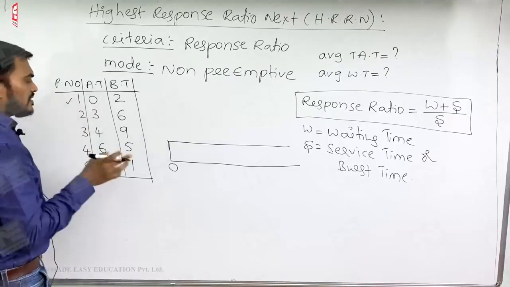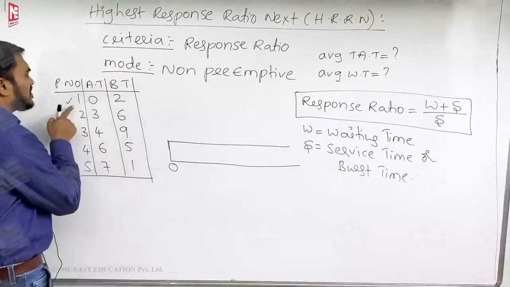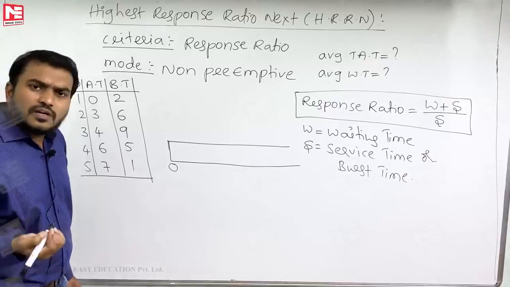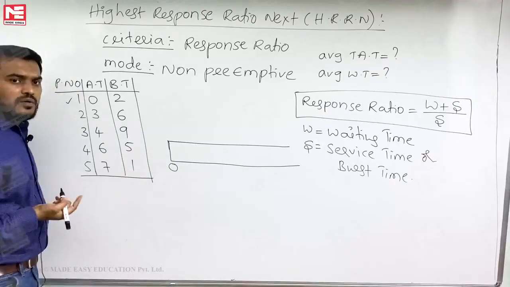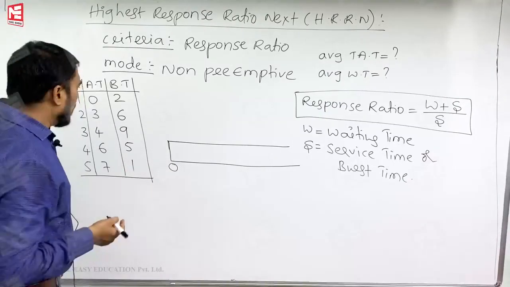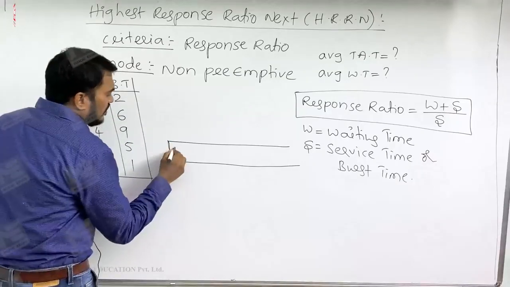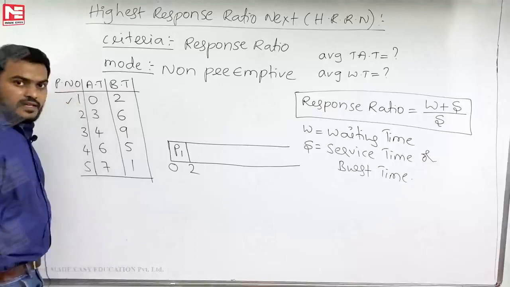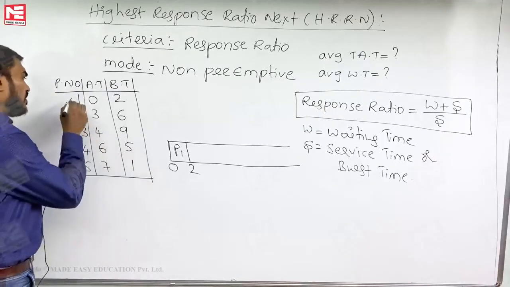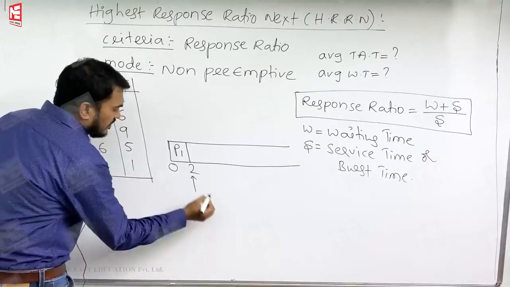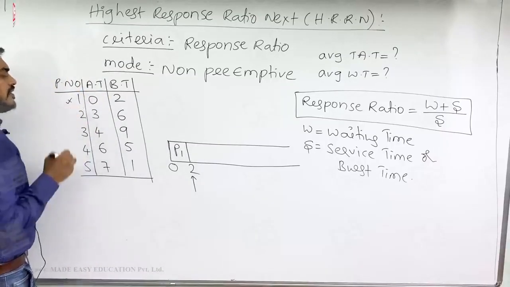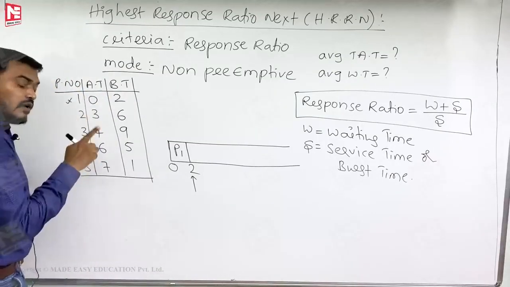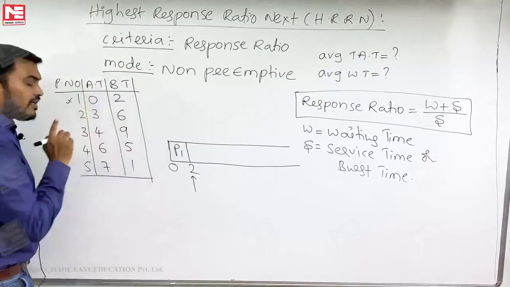So at the time 0, only one process is there, only P1. So no confusion, directly start with P1 first. P1 requires 2 units of time, so it will complete at the time 2. Correct? Now at the time 2, which process is available? Present time is 2. Think carefully: what is the present time, and what is the arrival time?